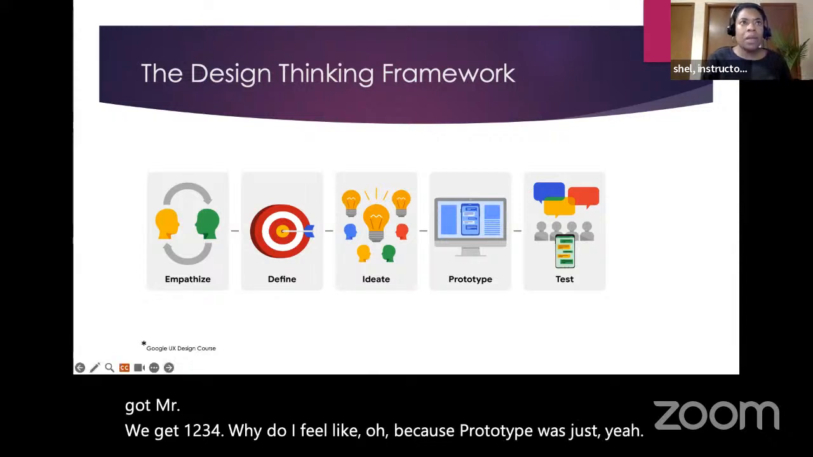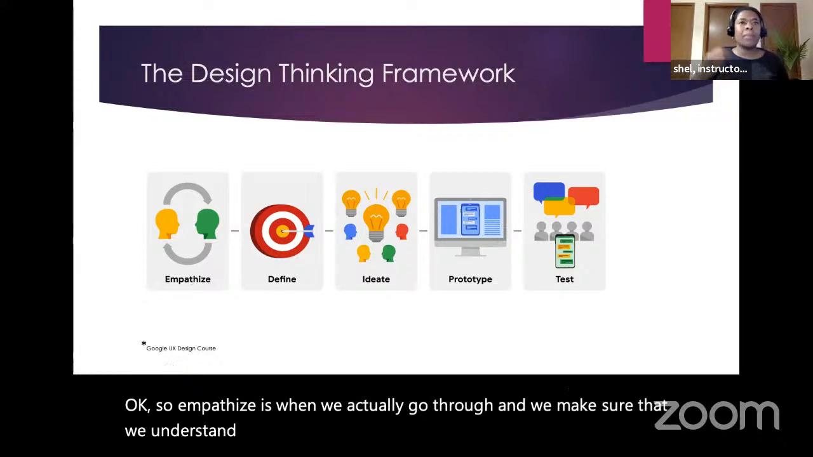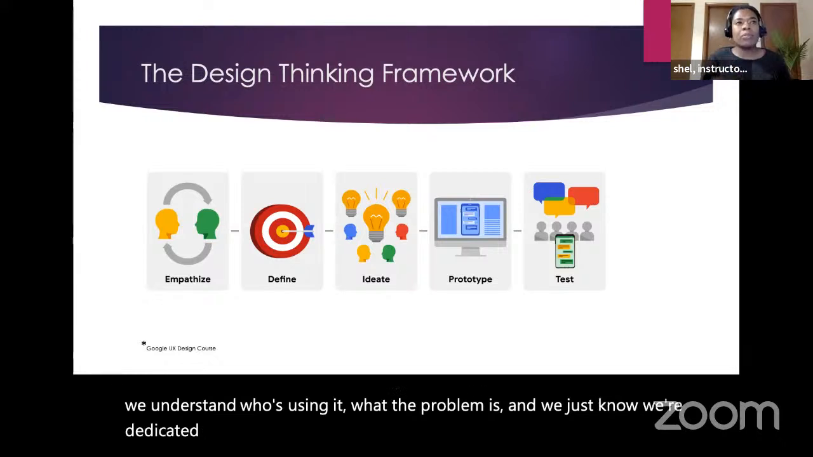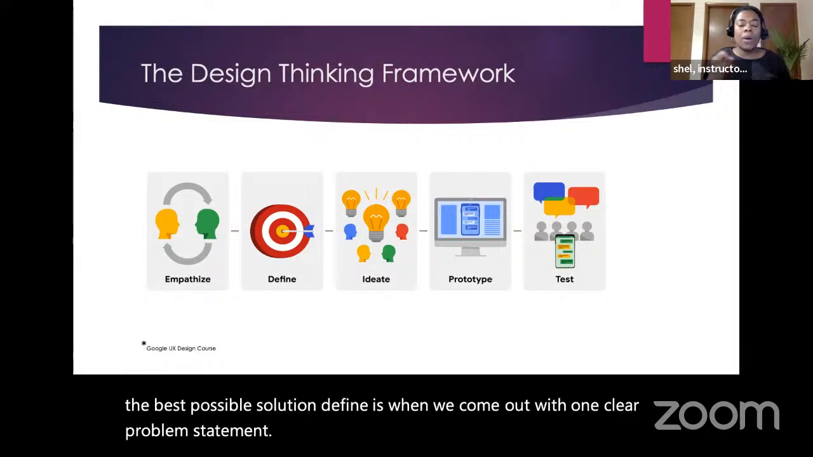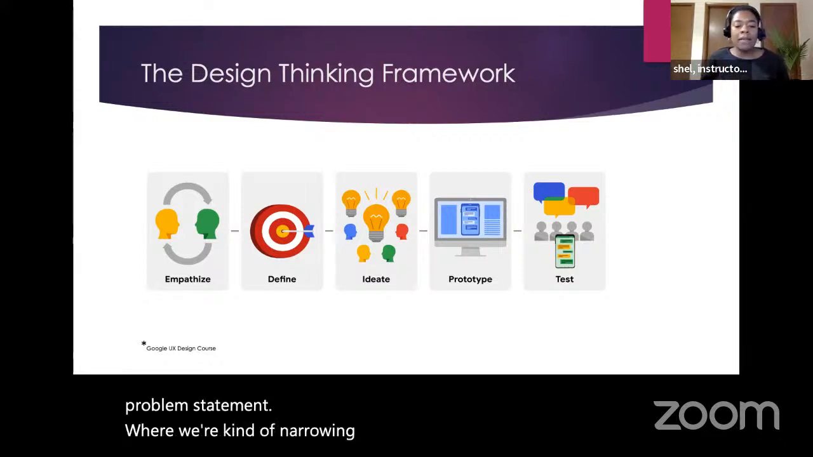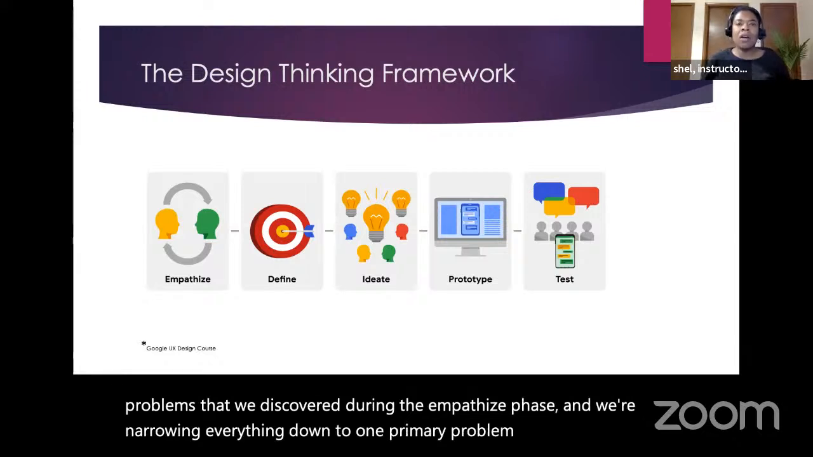Okay. So yeah, empathize is when we actually go through and we make sure that we understand who's using it, what the problem is, and we're dedicated to making sure that we put ourselves in their shoes and what's the best possible solution. Define is when we come out with one clear problem statement, where we're narrowing down all of the findings and all of the problems that we discovered during the empathize phase, and we're narrowing everything down to one primary problem that we're designing and solving for.